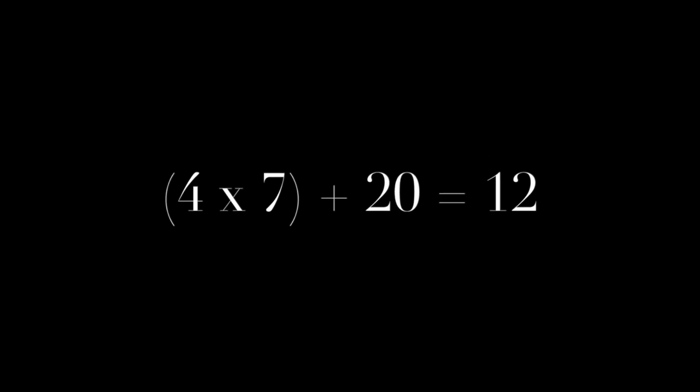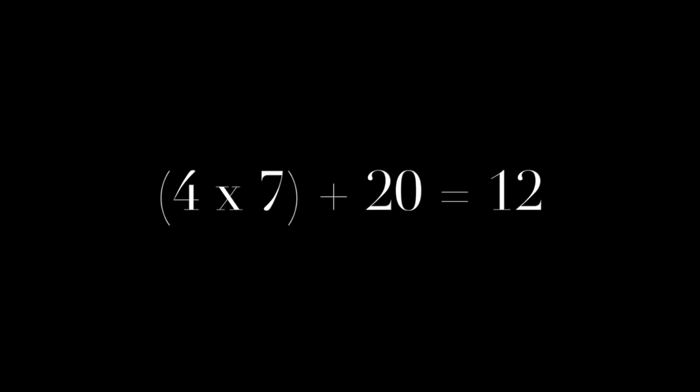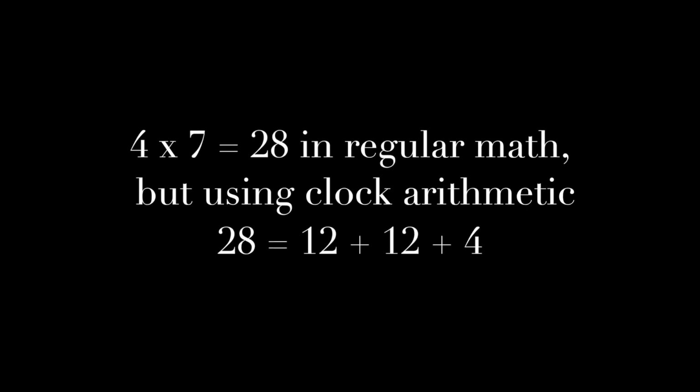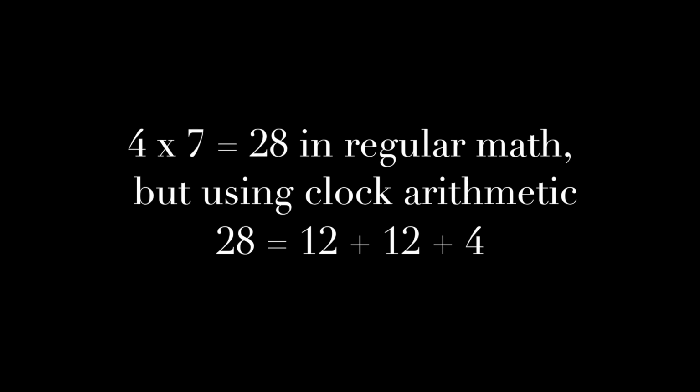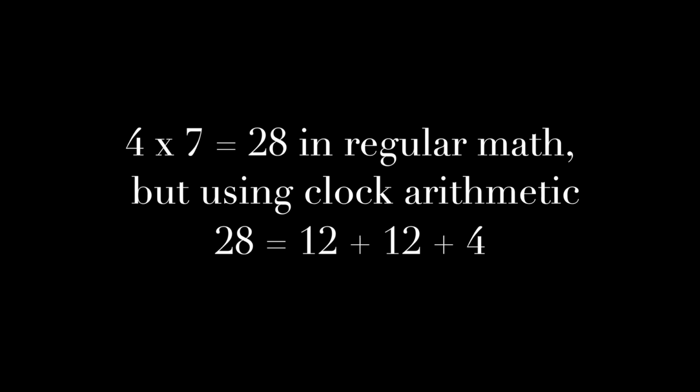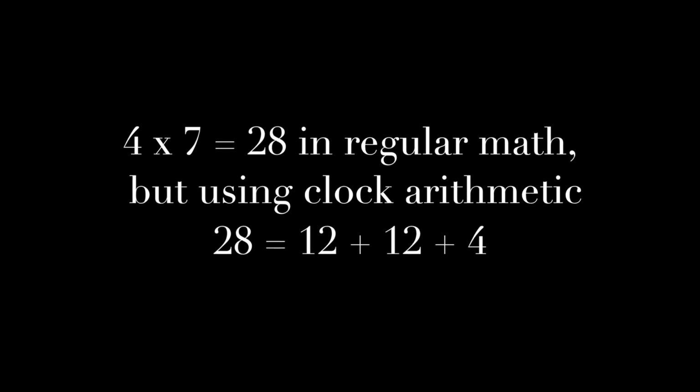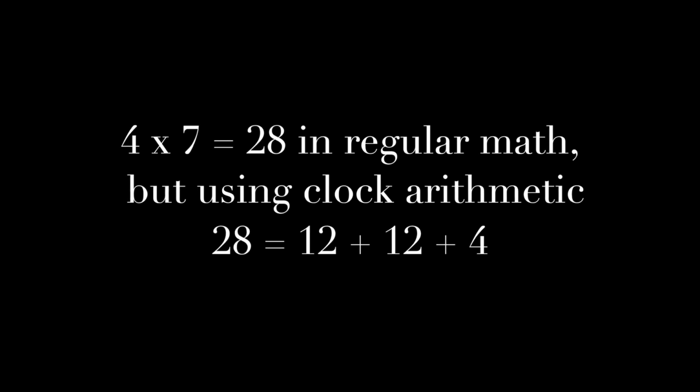In regular math, the solution to this problem would turn out differently, but in clock arithmetic, we count a different way. The first step is to multiply the first numbers. 4 times 7 is equal to 28, but using clock arithmetic, 28 equals 12 plus 12 plus 4. This is because we're counting up to 12, and then we are brought back to 1. With the next number being 12, you are left with the number of 4.